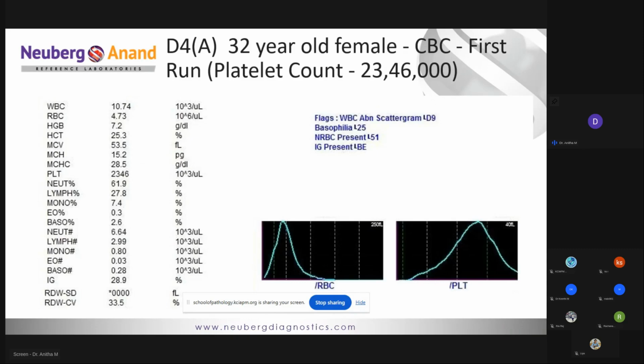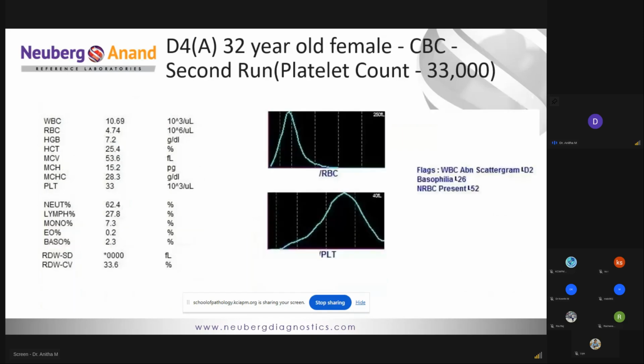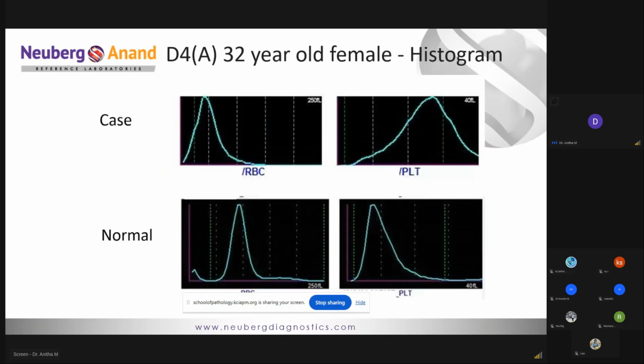The initial run was 23,46,000, but she had a microcytic hypochromic anemia. And in the second run, when we used a different technology altogether, this was 33,000. So then we had to look at the histogram. If you can see this, since it's microcytes, it's completely shifted to the left as compared to the normal. And you have a lot of fragments. That's the reason it is almost going towards the zero, basically.